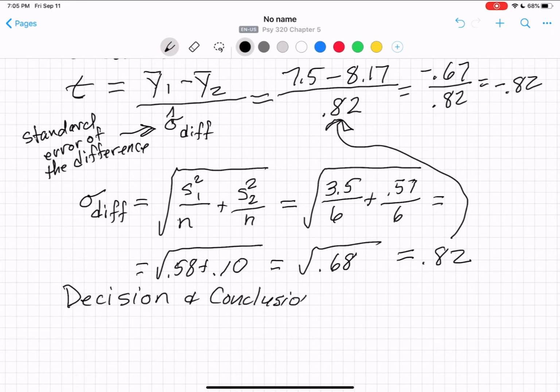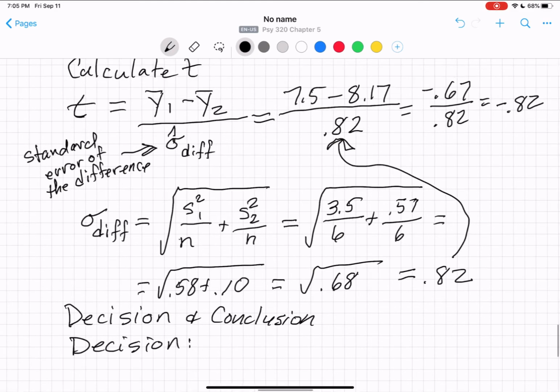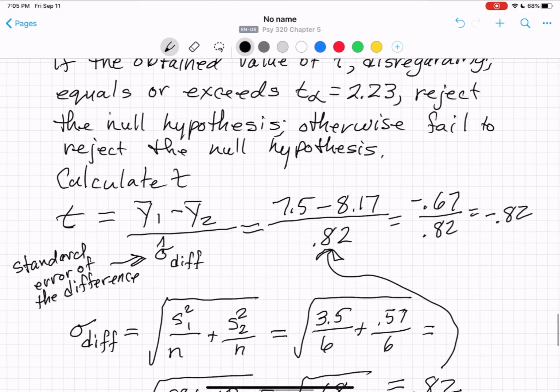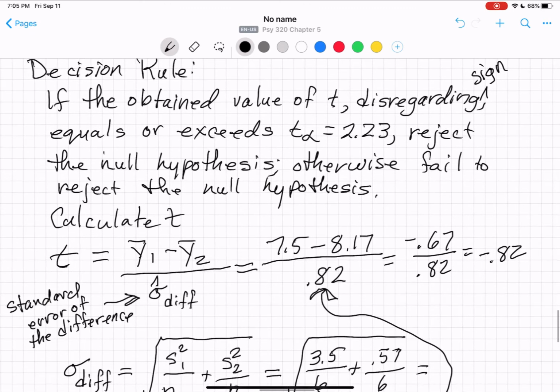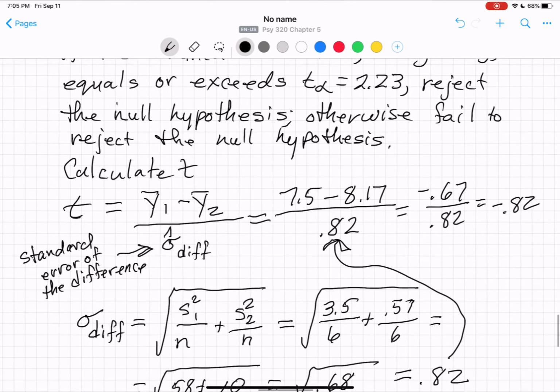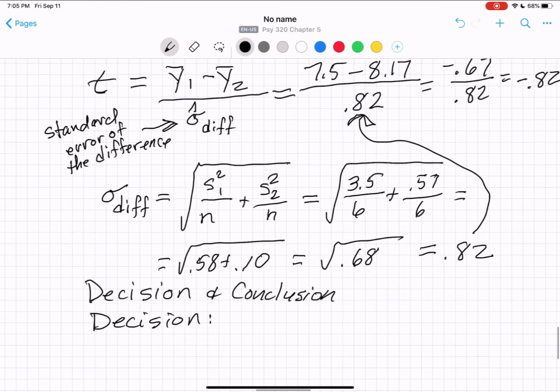Okay, so to do our decision, we compare this negative 0.82 with our critical value. So our critical value is 2.23. Now remember, this is where we want to disregard the signs. So we ignore the negative while we make our decision. So 0.82 is less than 2.23.